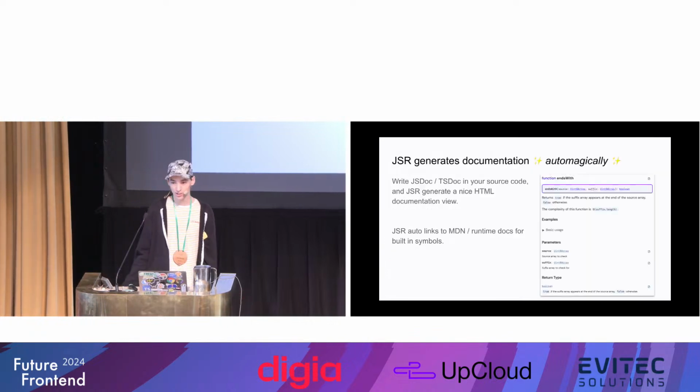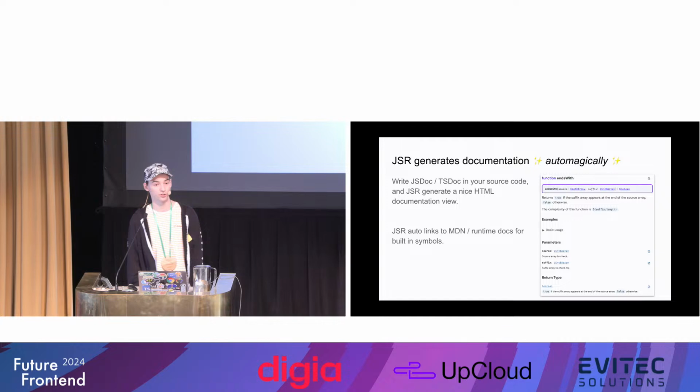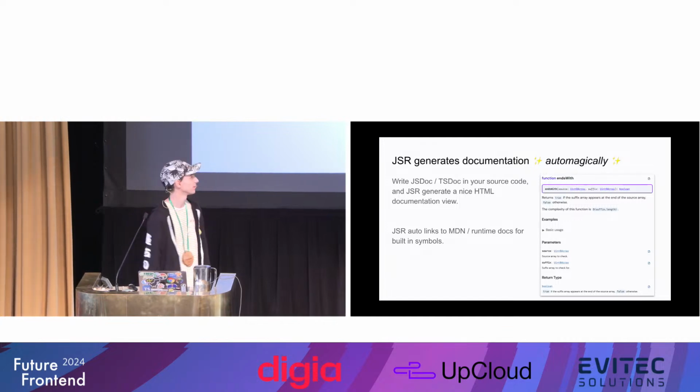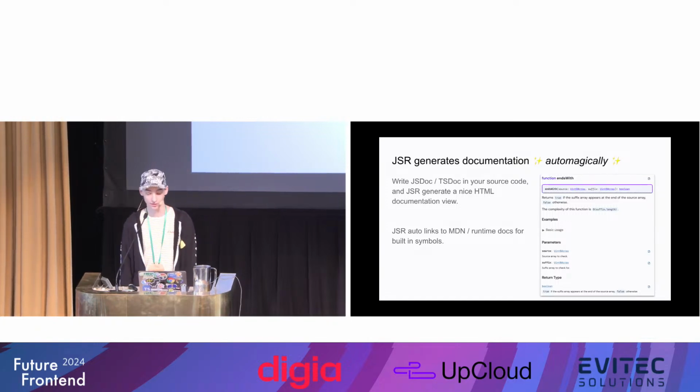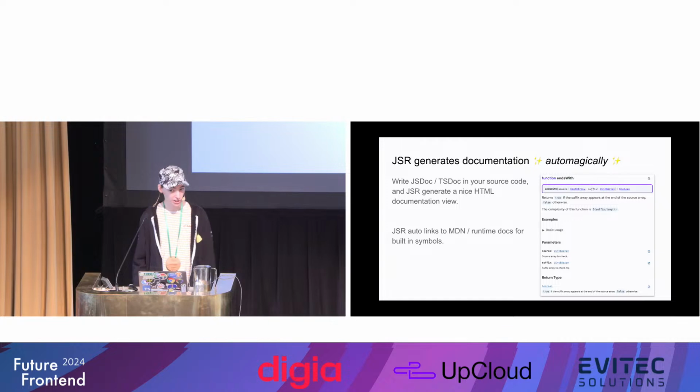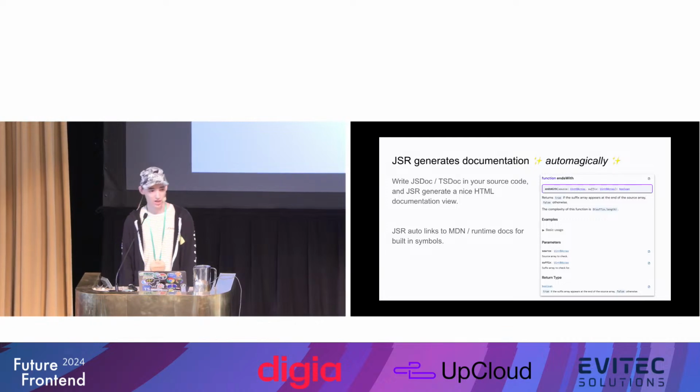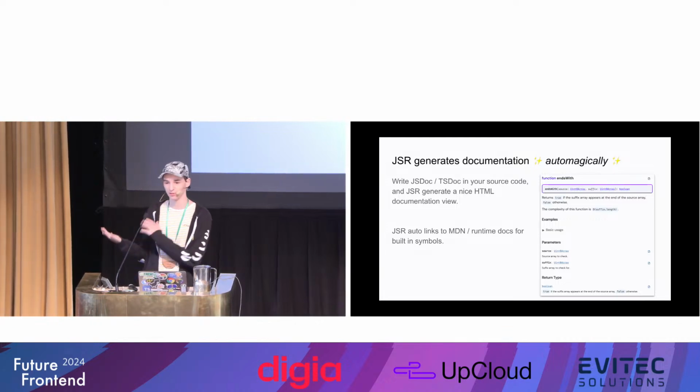JSR can generate documentation from your TypeScript. You just write tsdoc or jsdoc in your source code, and JSR can generate this nice HTML view of all of your functions and your packages directly on the website. And JSR can even link directly to MDN or your runtime's documentation when you have things like a uint8 array or maybe some built-in API from your runtime.